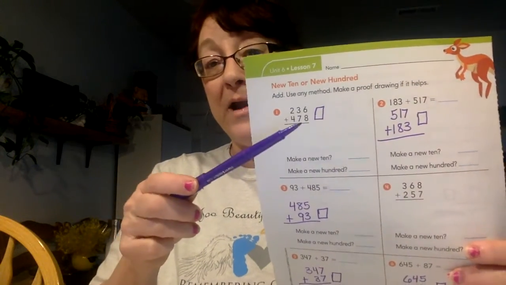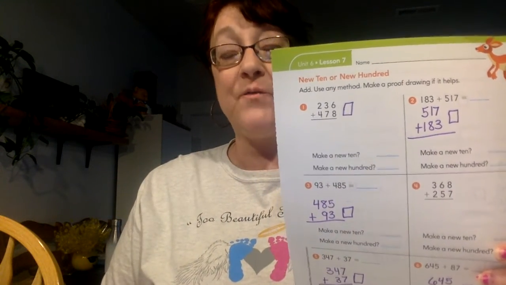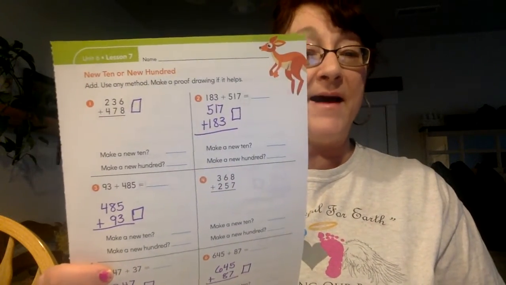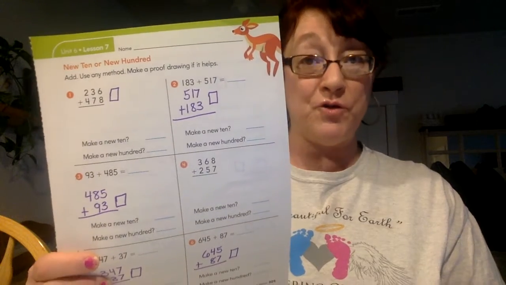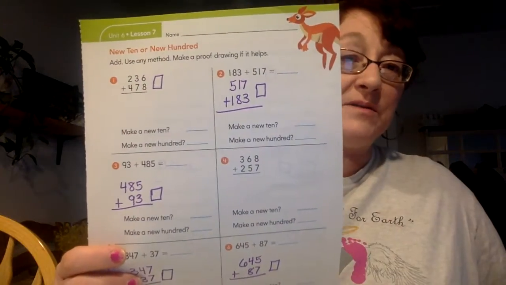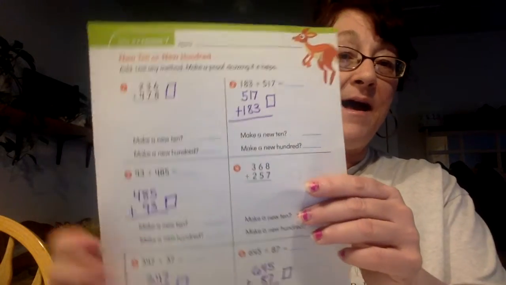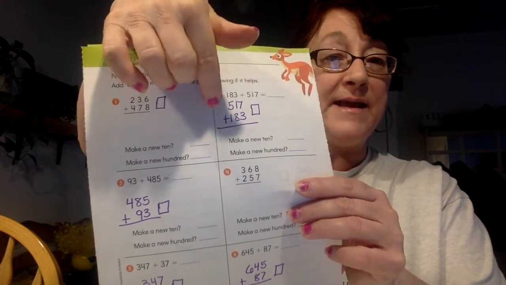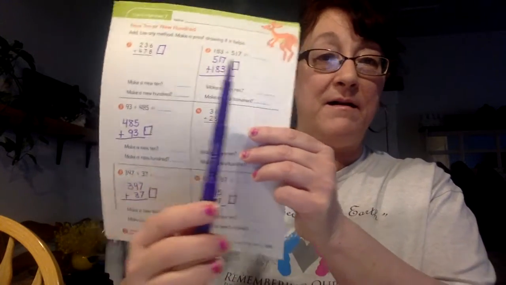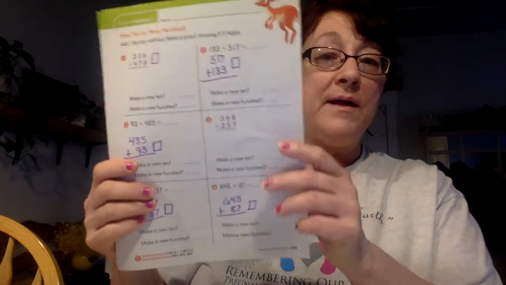This is kind of a review about what we have done in the previous lessons, where we are just going to see if we need to make a new 10 or a new 100. So we are going to add. You can use any method, whether it's new groups above or new groups below, or you can do show all totals. As you can see, I have put the box there on all of them. Can you see how I put the boxes there on all of them? They are there to help you when you do this.